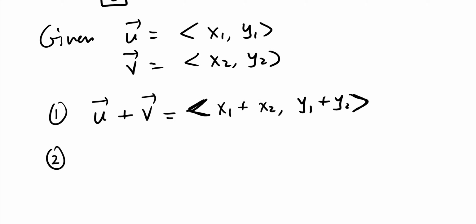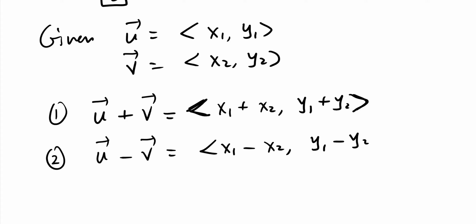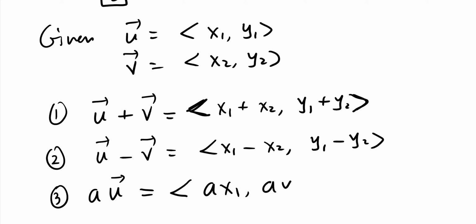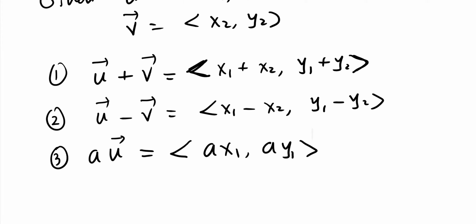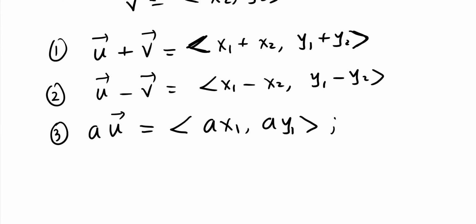Can we subtract vectors? Yes, we can. All you do is x1 minus x2, y1 minus y2. What about scalar multiplication? If a is a scalar, and I want to multiply it by vector u, all you have to do is a times x1, a times y1. That's scalar multiplication. A is a scalar, meaning a constant.